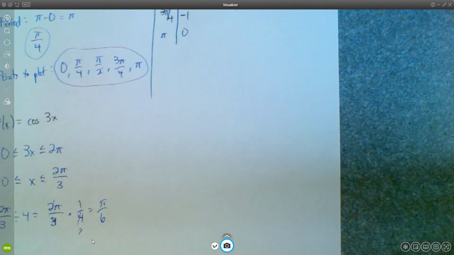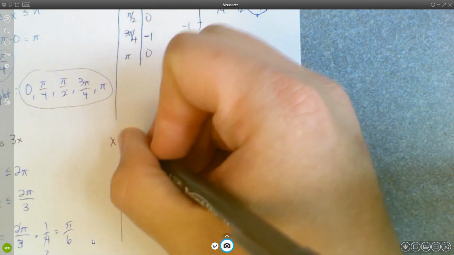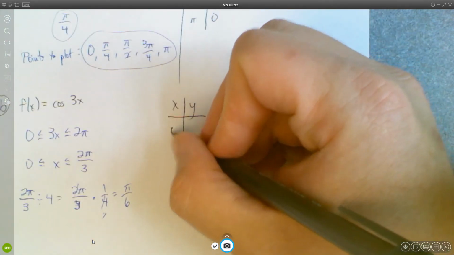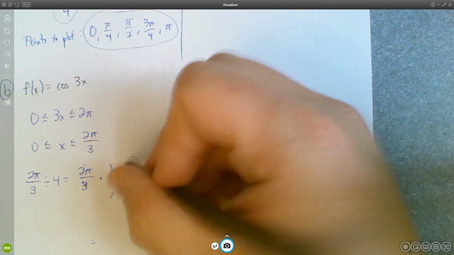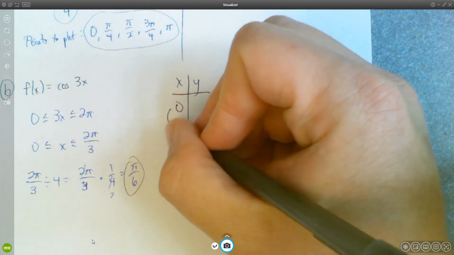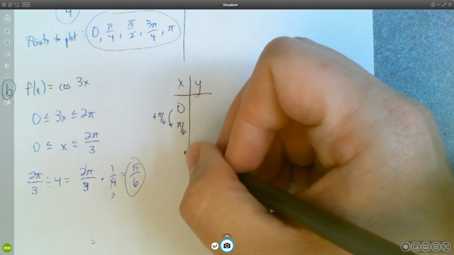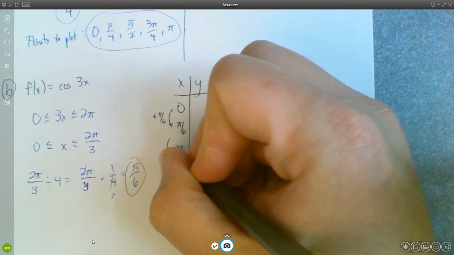So when I make my little table of values over here, I'm going to start at my starting point 0, but then I'm going to add pi over 6, right, because of this value right here. So I'm going to add pi over 6. And then to get the next value, do pi over 6 plus pi over 6. It's 2 pi over 6, which is pi over 3.